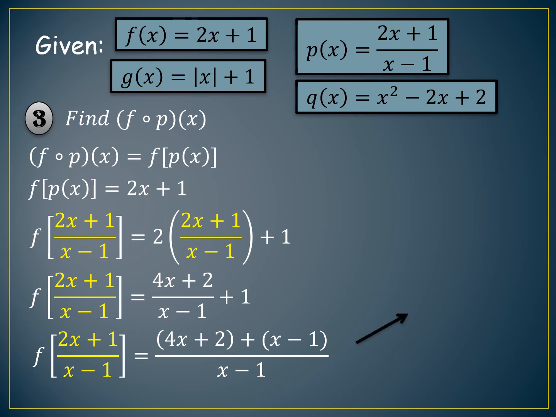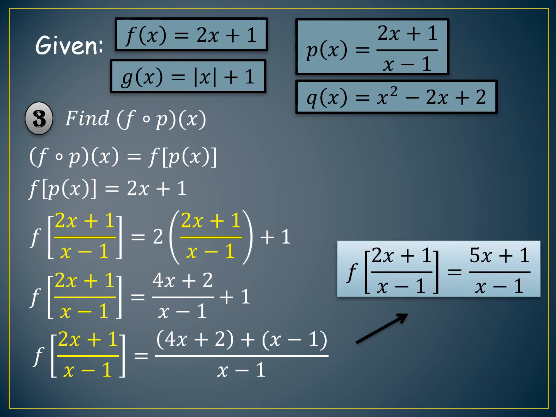Okay, next is to combine like terms. What are the like terms in the numerator? This 4x and x. So, 4x plus x is 5x. Then, 2 plus negative 1 is positive 1. So, over, the denominator is x minus 1. The final answer is 5x plus 1 over x minus 1.